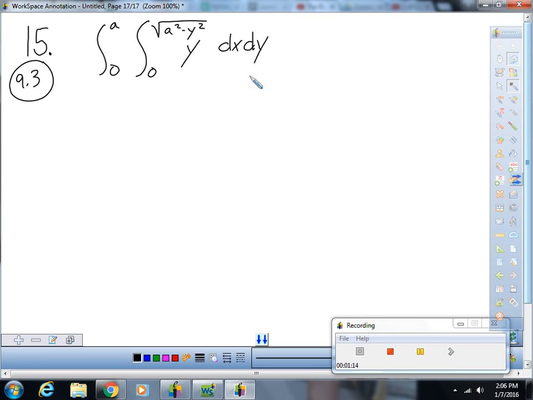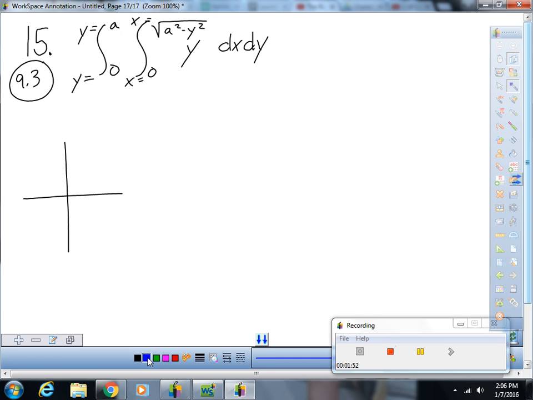Now you might be thinking, why would it matter if it's dy dx or dx dy? Only because it's telling us that these equations are x equals 0, x equals radical a squared minus y squared, y equals 0, and y equals a. So, what I want to do is graph those, so that we can come up with our rectangular region. And then we can use that to convert to polars.